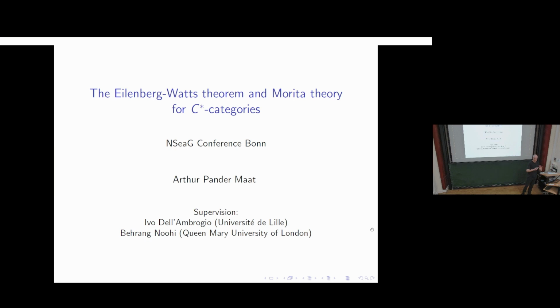But yeah, that's that. So I'm going to be telling you about the Eilenberg-Watts theorem and about Morita theory for C-star categories. I guess most people probably know what an Eilenberg-Watts theorem is. It's a theorem that characterizes certain functors between module categories as being given by tensoring with certain bimodules. This is quite an old result for rings, and I'm going to be talking about a similar result, but for Hilbert modules over C-star categories.